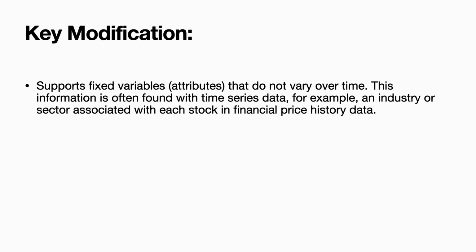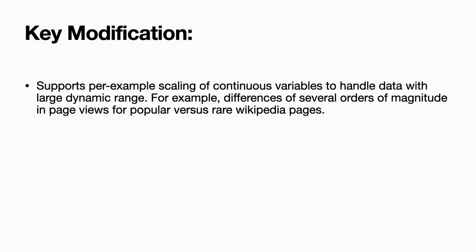It supports fixed variables, or attributes, that do not vary over time. This information is often found with time series data, for example, an industry or sector associated with each stock in financial price history data. It also supports, for example, scaling of continuous variables to handle data with large dynamic range, such as differences of several orders of magnitude in page views for popular versus rare Wikipedia pages.